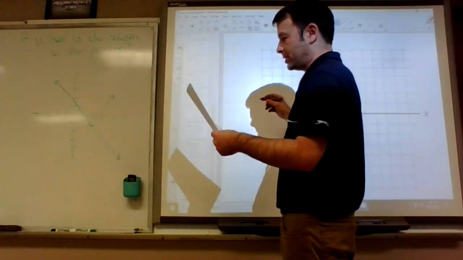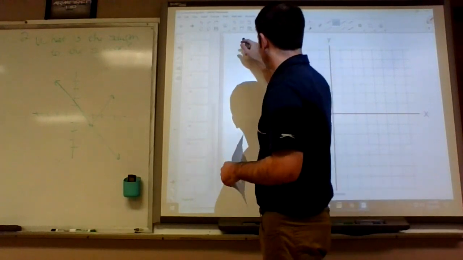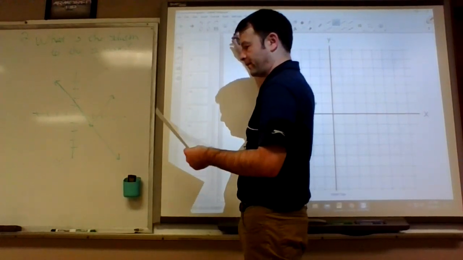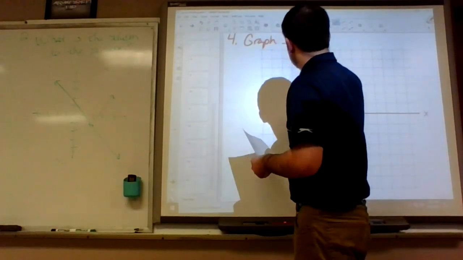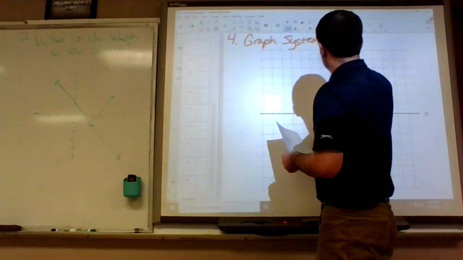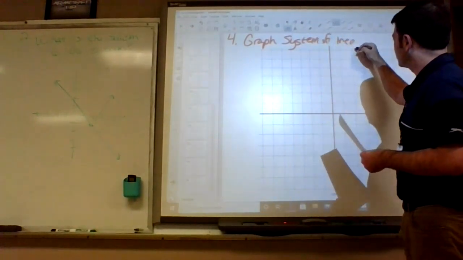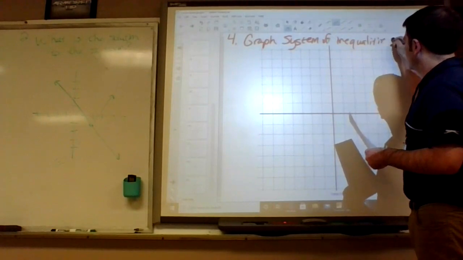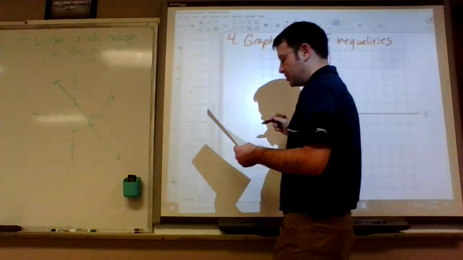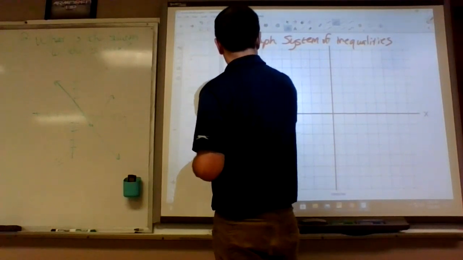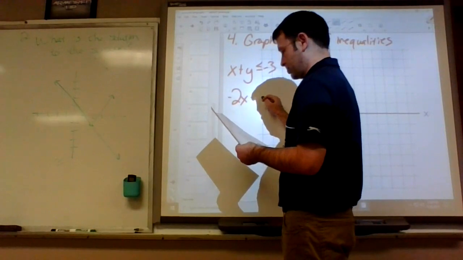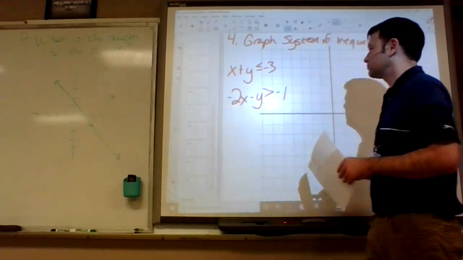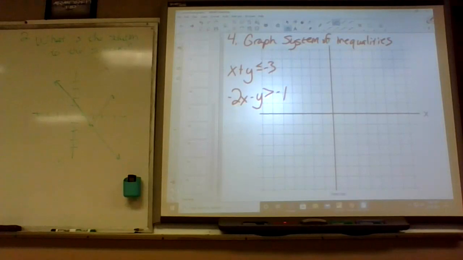The directions for this one are graph the system of inequalities. This is number 4. What's inequalities? Like where you shade, greater than, less than. Okay. Let's do x plus y is less than or equal to -3, and -2x minus y is greater than or equal to negative... So y is less than or equal to -x minus 3, and then 2x minus 1.